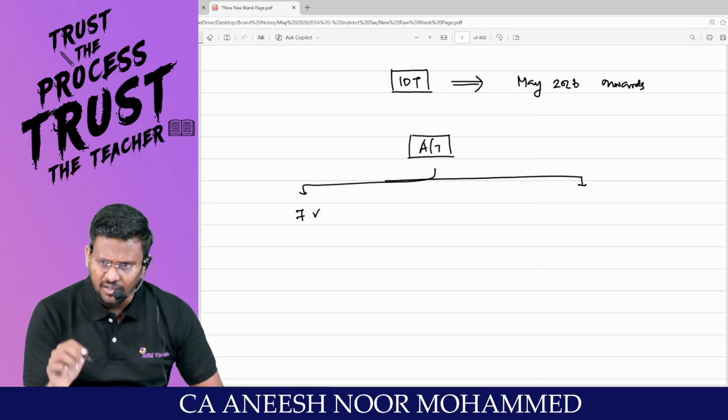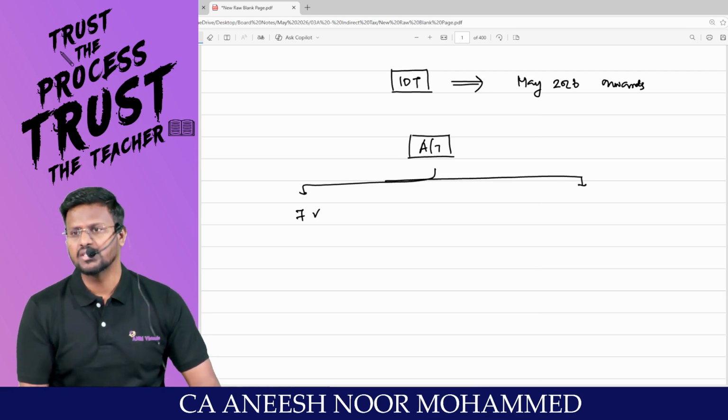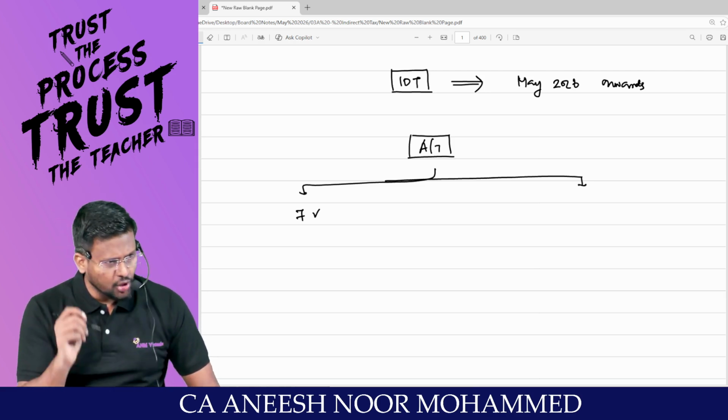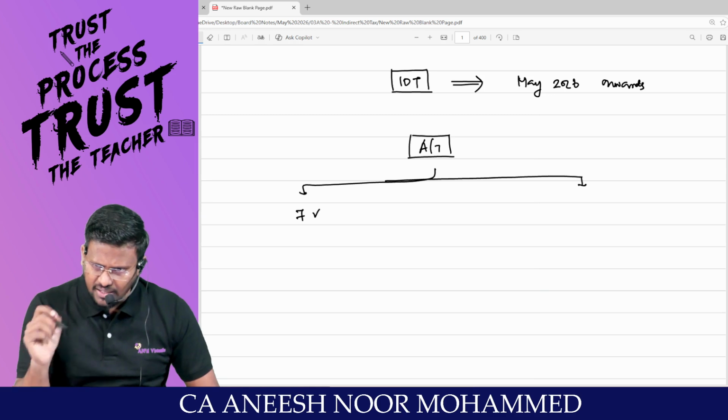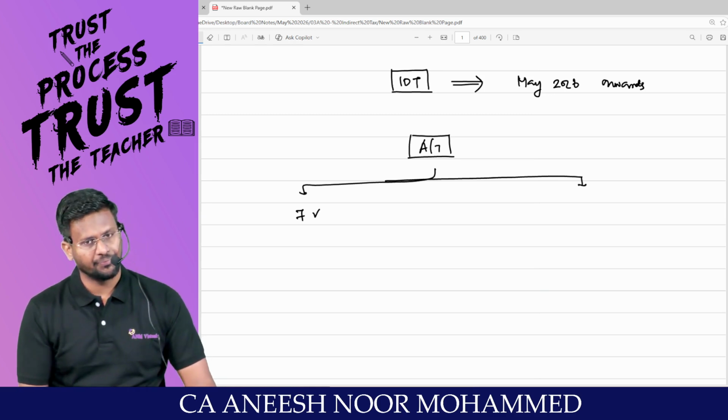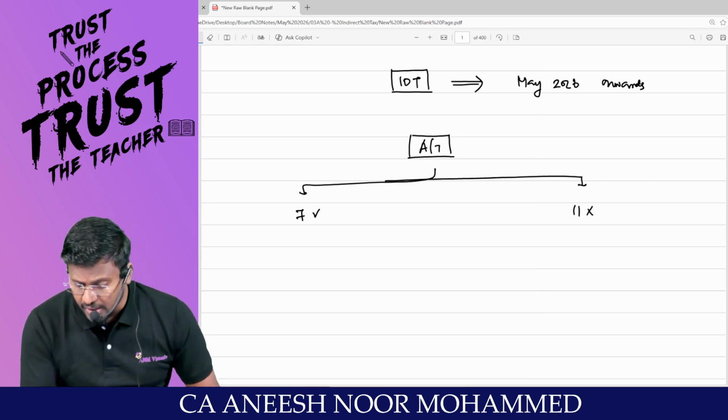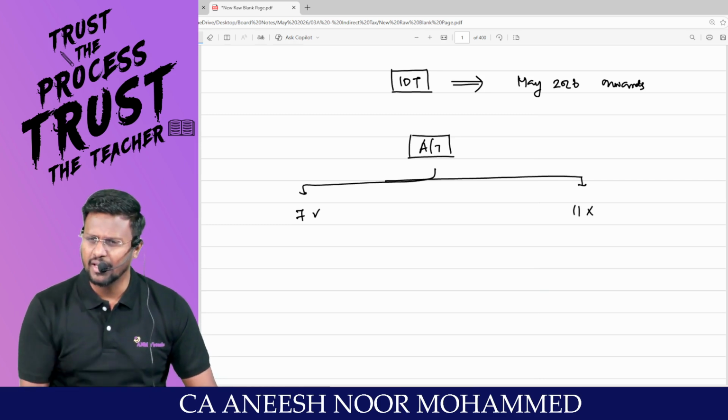It should be covered in section 7. What is section 7? Supply. If that activity or transaction is covered under section 7, then it is a supply. And it should not be covered under section 11. What is section 11? Exemption.